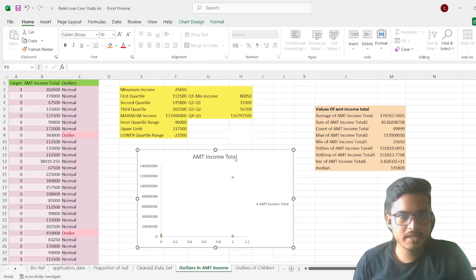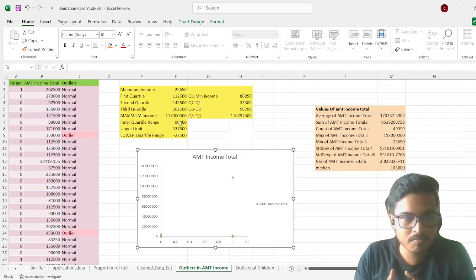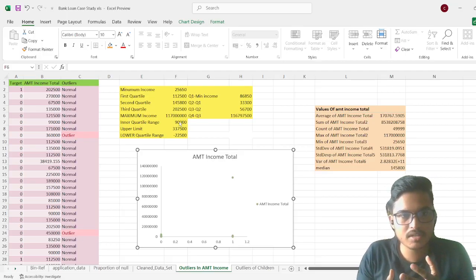So what we did here is we used the interquartile range. The interquartile range is Q3 minus Q1, and using this we make the upper limit and the lower limit.